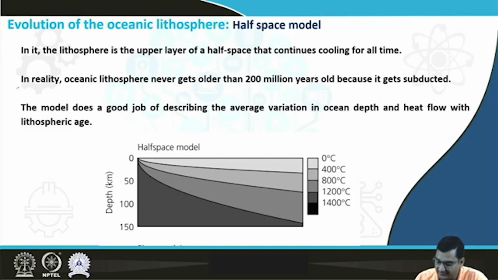So you can see with depth, the temperature is increasing downward, and this is the half space model. It describes the variations in the ocean depth as a square root of the time, and also the heat flow, and also the lithospheric thickness.